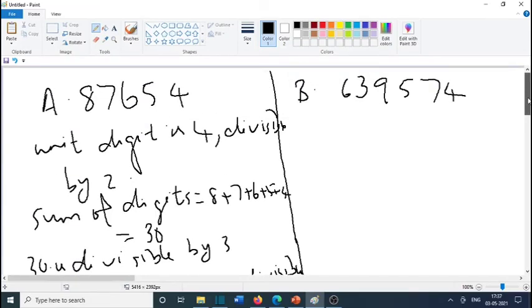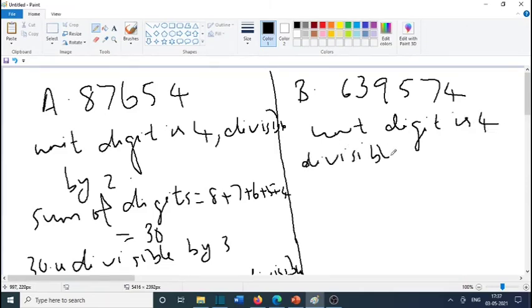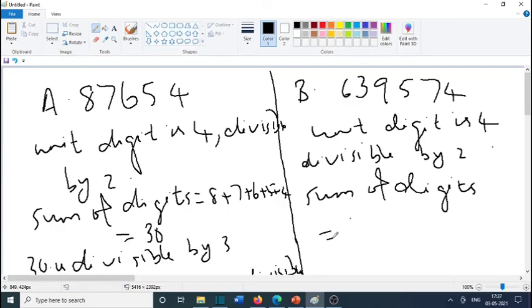Now in the second problem, 639,574. The unit digit is 4, divisible by 2. So the given number is divisible by 2. Now the sum of digits is 6 plus 3 plus 9 plus 5 plus 7 plus 4. 6 plus 3 is 9, 9 plus 9 is 18, 18 plus 5 is 23, 23 plus 7 is 30, plus 4 is 34.